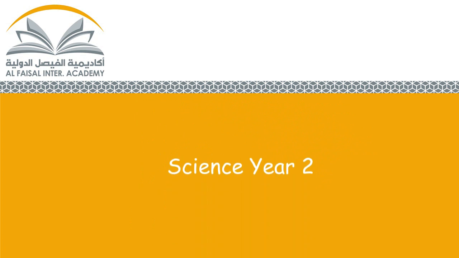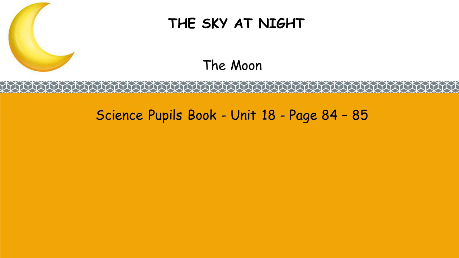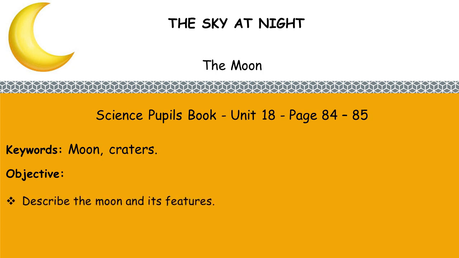Our topic in science is topic 18, the sky at night. Let us look at the moon. It will be on page 84 to 85, unit 18 of your science pupil's book. Our keywords are moon and craters. The objective is to describe the moon and its features.